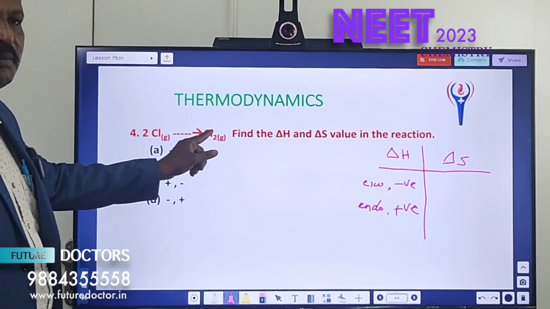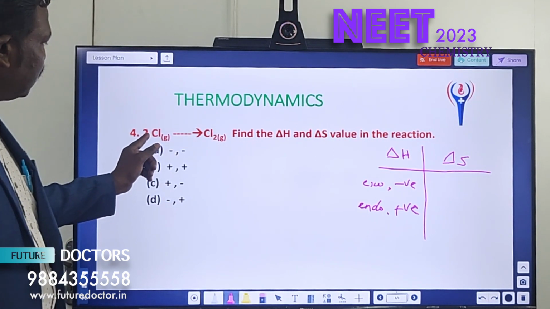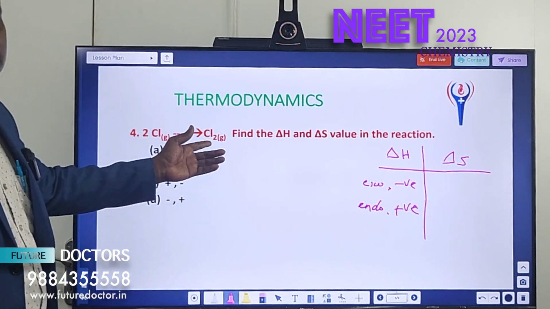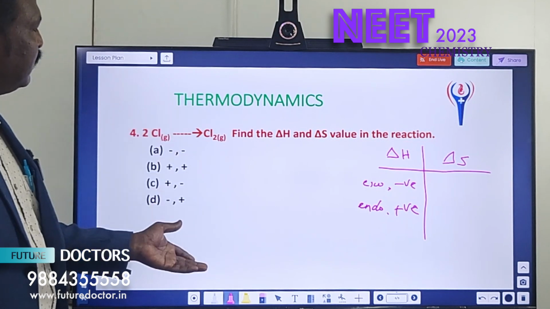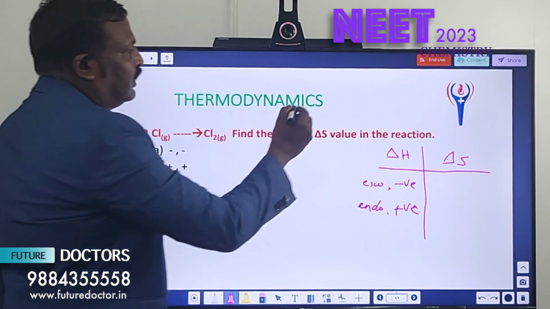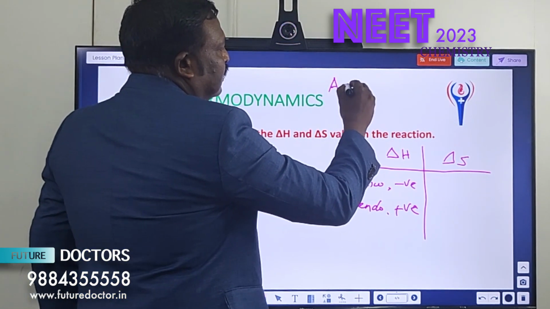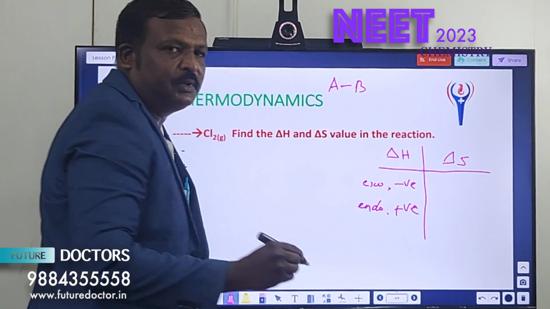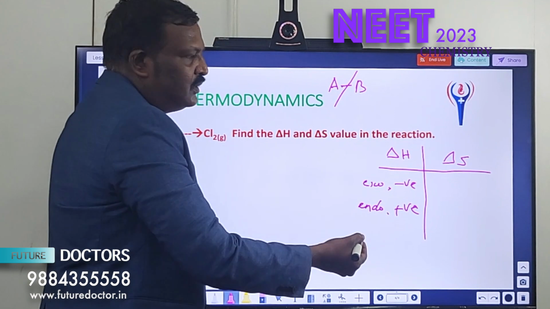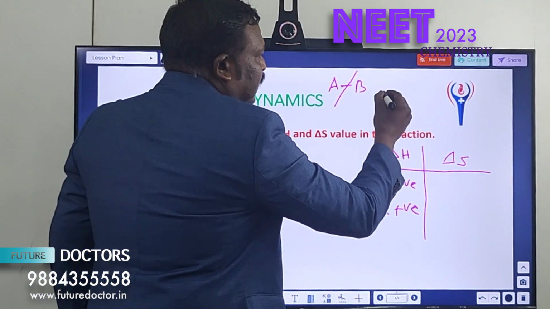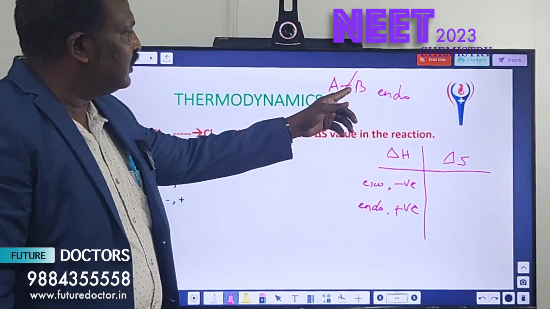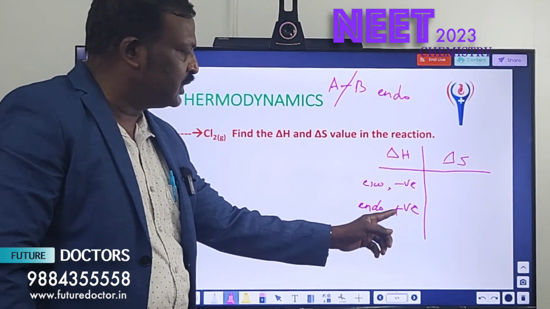Then see here, chlorine atom becomes chlorine molecule. So chlorine atom becoming a molecule means one bond is formed; only then does it become a molecule. Whenever you want to break a bond between A and B, we must give energy; only then can we break the bond. That kind of reaction is called an endothermic reaction, and I already told you, del H is always positive.